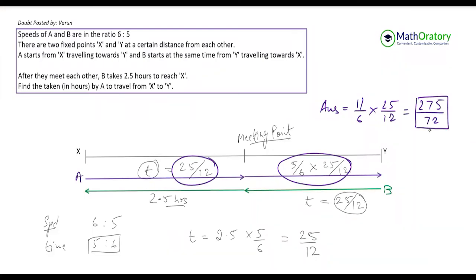Depending on the options, Varun, when he posted the question, did not give any options. So if the options are in decimal, then you convert this to decimal, and vice versa.